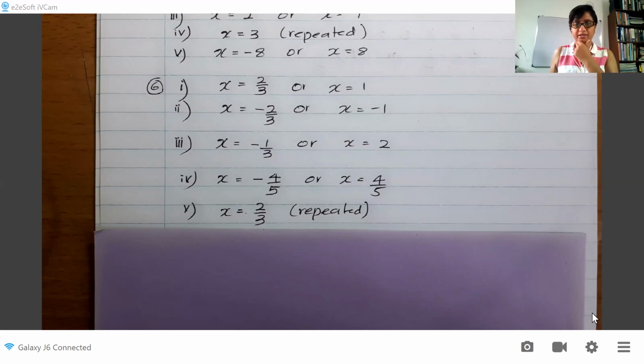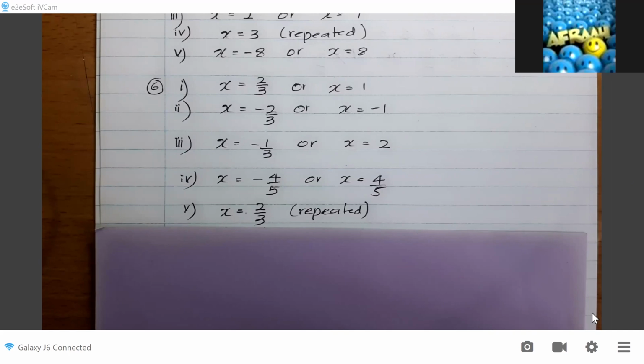Yeah, that's okay. So Afra is asking whether it is okay to write for the 4th one, you have the same number, positive and negative of the same number. So you can combine them and say plus or minus 4/5. That's fine. I think that's what you're asking, right? Is that what you're asking? Yes, Miss. Thank you.